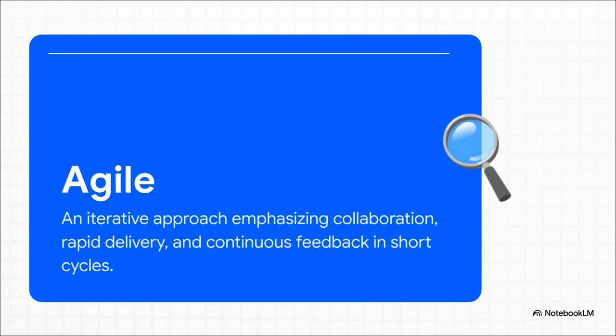We call these sprints. Each sprint is like a mini project in itself. It goes through all the SDLC phases, but on a much smaller scale. And at the end, it delivers a little piece of a working product. The whole idea is to collaborate, get feedback, and adapt your plan constantly.